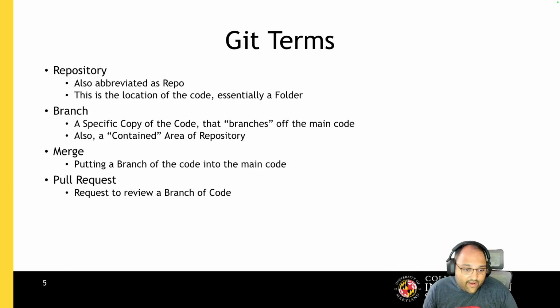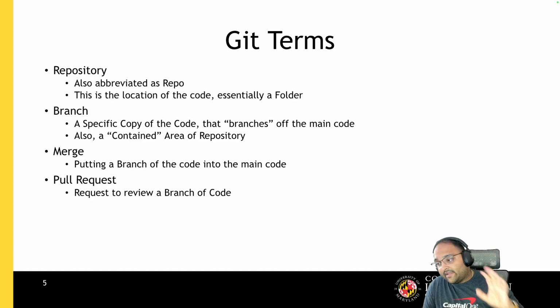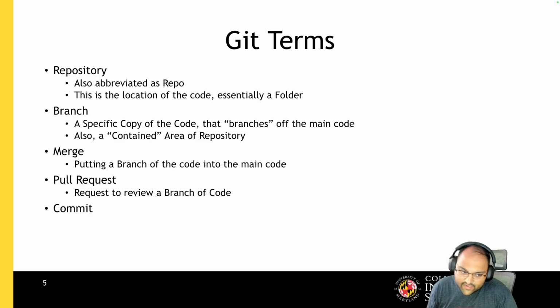Then there's pull request. A pull request is just a request to review a branch of code, right? At almost every major company, a pull request is required. For example, at our company, to even get your code to deploy, one of the pipeline checks is that you have to have 2 reviews for your code, otherwise it won't let you move forward, which is a good thing.